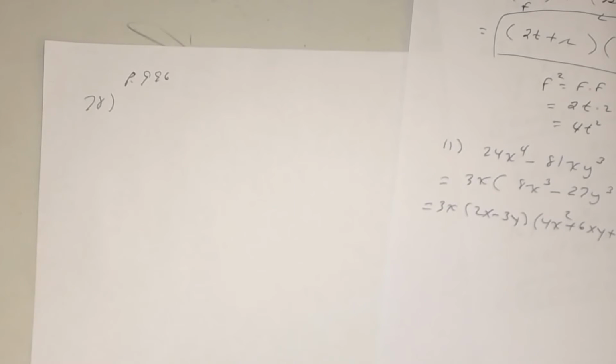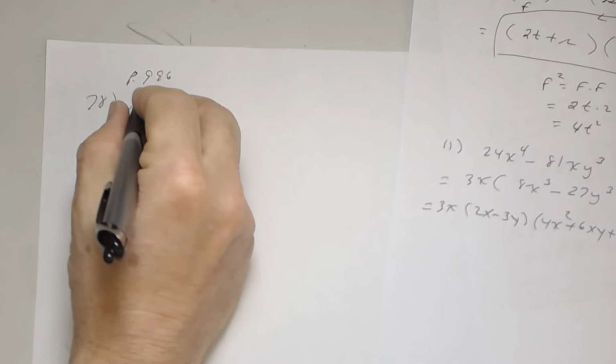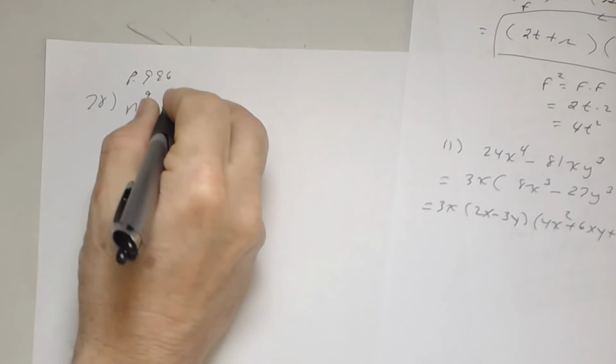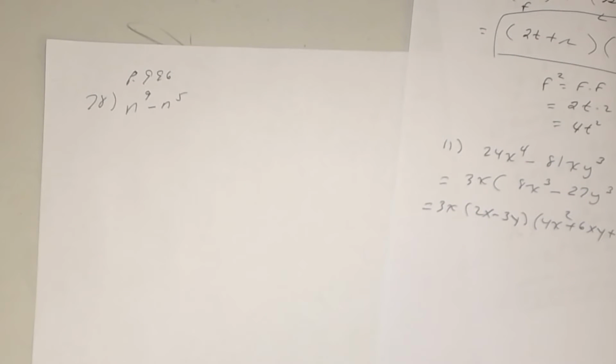Okay, so here's the problem. n to the 9th minus n to the 5th. So what are you going to do? Factor out n to the 5th. Yeah, the GCF is n to the 5th. So I'm going to factor out n to the 5th.